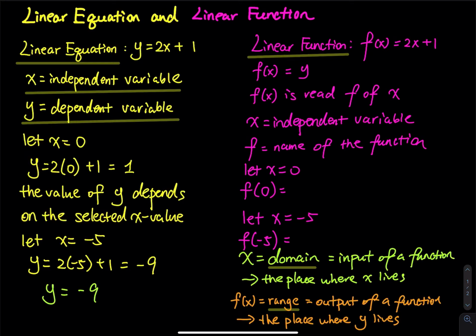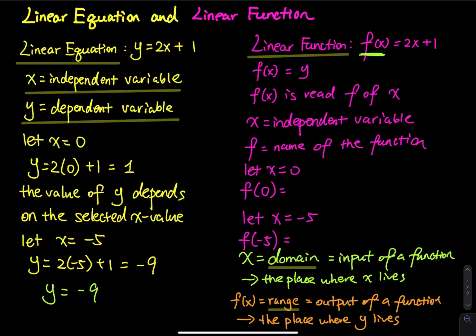So let's look over to the other side, the linear function, the pink handwriting. So what is the difference between a linear equation and a linear function? The difference is, do you see that there is an f of x? So when you write a linear function, we don't use the y anymore. Instead of y, we use f of x. So yes, f of x is just like y. f of x is not f times x. It is read as f of x, not f times x.